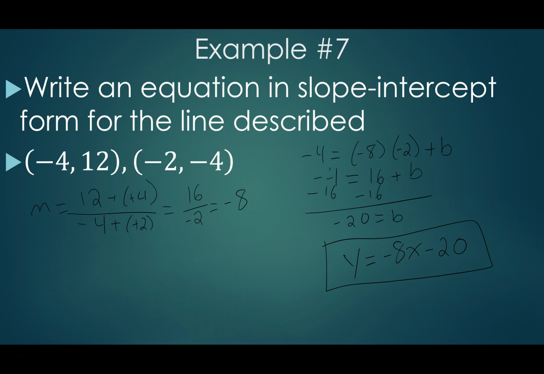If you want to be sure that you did it correctly, you can always plug in the x-coordinate from the other equation and make sure you get the same y value of 12 in this case. And so if we did that, negative 8 times the negative 4 minus 20 is positive 32 minus 20, which is 12, so we know we did it correctly.